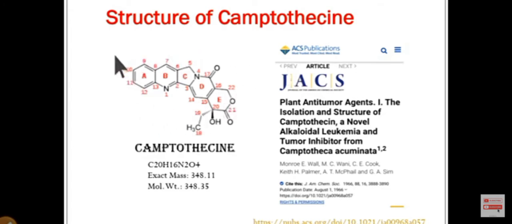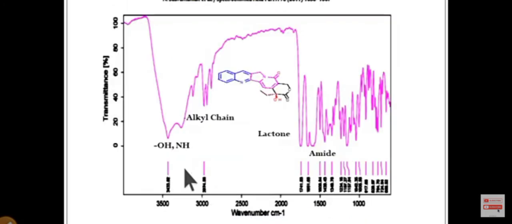It's a pentacyclic compound having rings A, B, C, D and E. Camptothecin has the chemical formula C20H16N2O4. So now we can see one by one the FTIR, NMR and UV analysis. First things first, let's see the FTIR. Here is the FTIR of camptothecin.